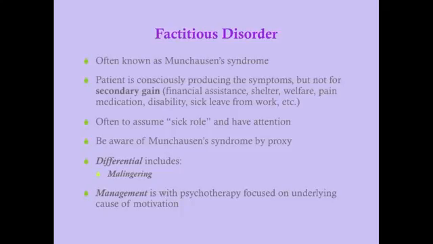Okay, so now going on to what I like to call non-somatoform disorders, but factitious disorder is indeed listed in the DSM-5, and its criteria are listed under the somatic symptom disorder umbrella. Factitious disorder is often known as Munchausen syndrome, and in this case, the patient is consciously producing the symptoms, but not for secondary gain. So this is important when we come to malingering and differentiating the two of these apart, and the USMLE loves to give you questions that will require you to distinguish factitious disorder from malingering.